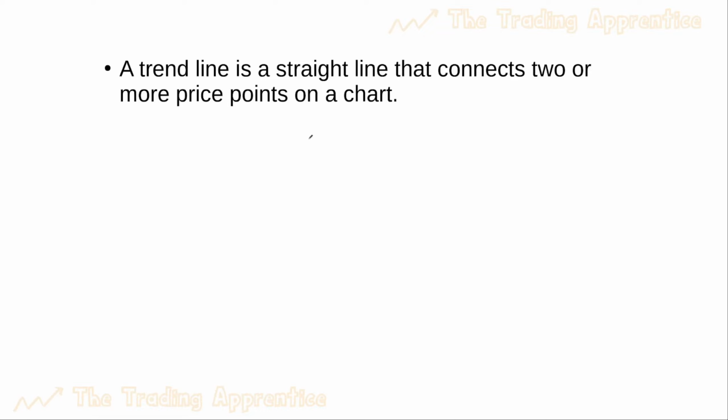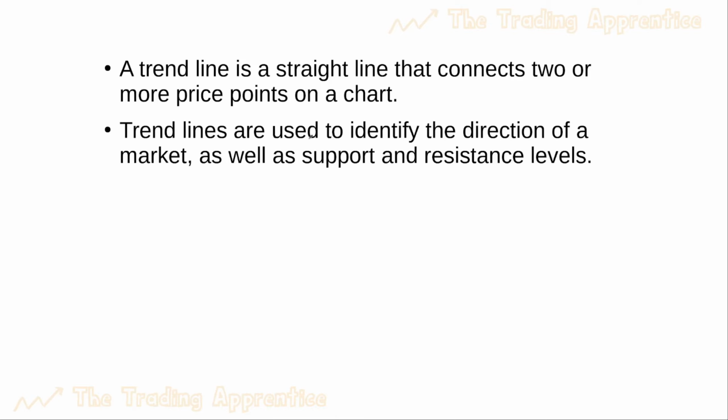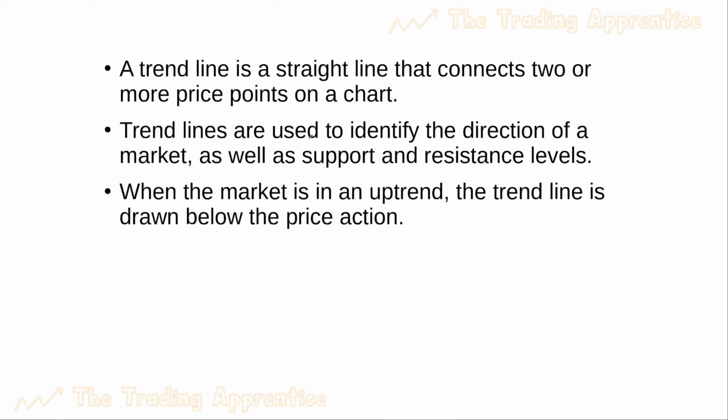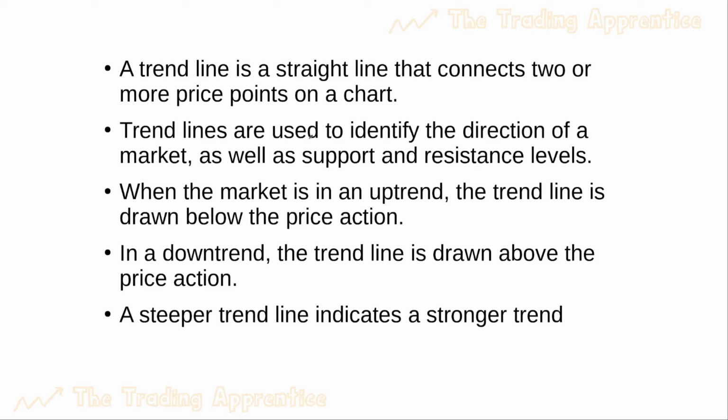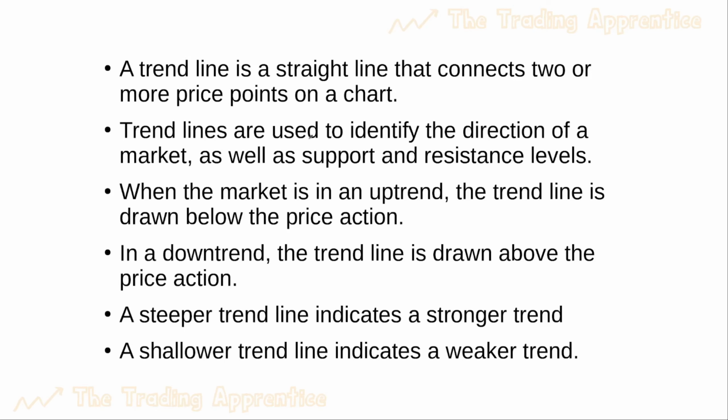Some key takeaways. A trend line is a straight line that connects 2 or more price points on a chart. Trend lines are used to identify the direction of a market, as well as support and resistance levels. When a market is in an uptrend, the trend line is drawn below price action. In a downtrend, the trend line is drawn above price action. And a steeper trend line indicates a stronger trend, and a shallower trend line indicates a weaker trend.